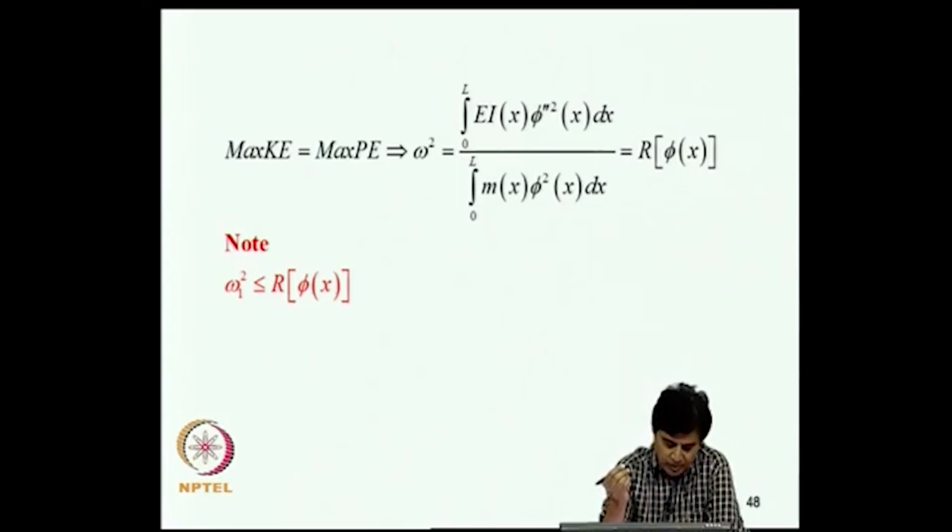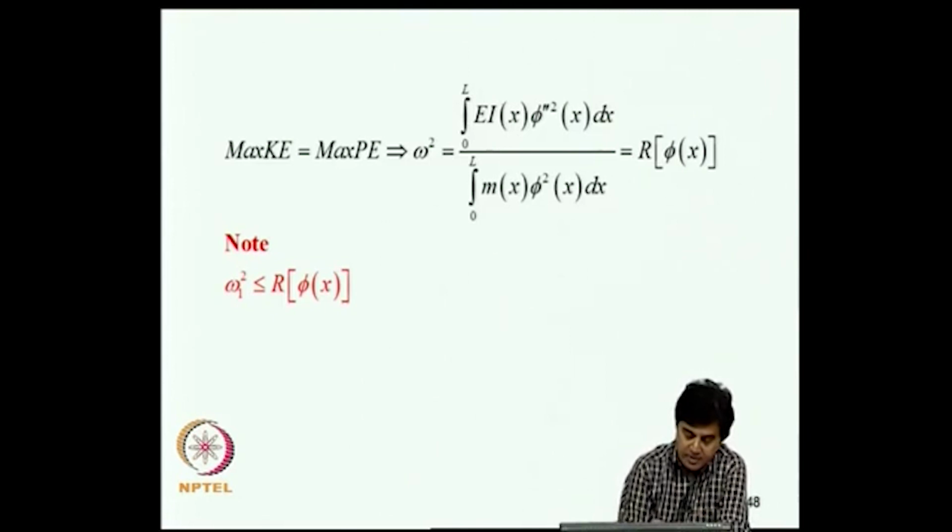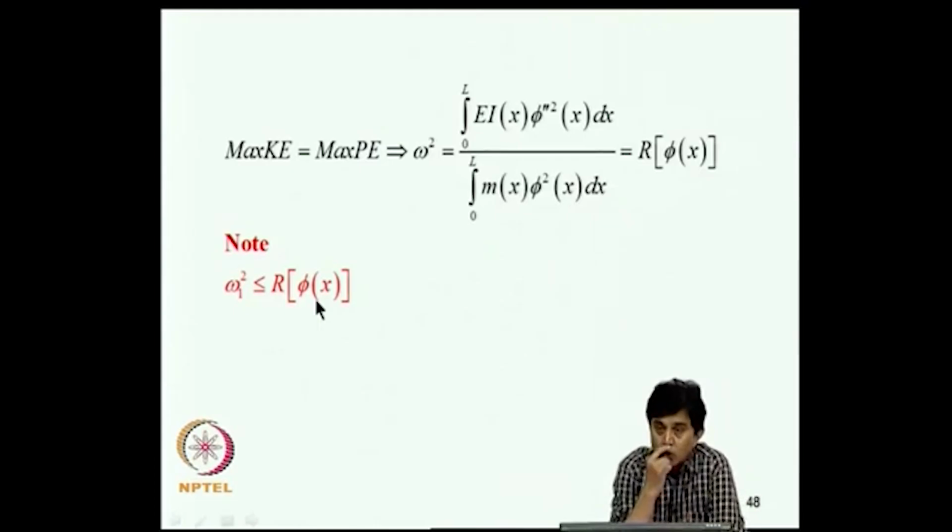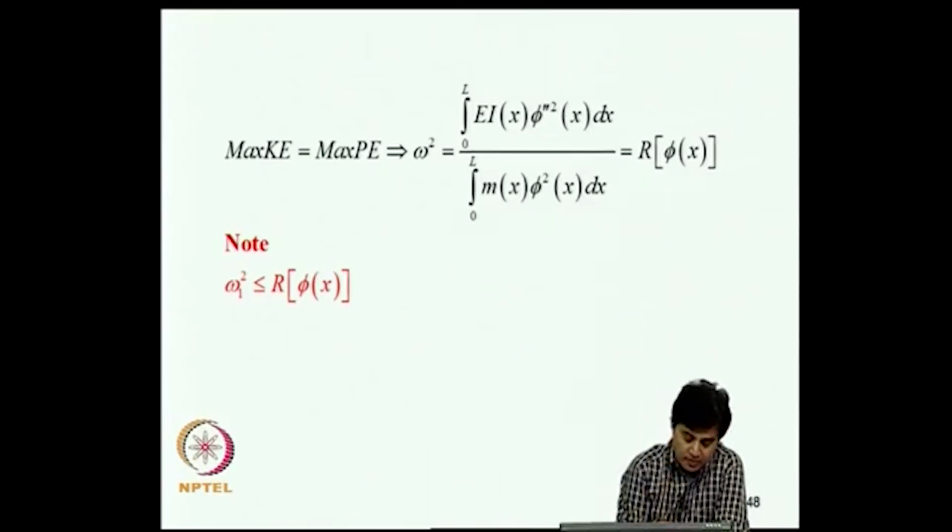Now, the success of this quotient, Rayleigh's quotient, as an approximation to the first eigenvalue, depends on how well you can approximate the mode shape. So, it is not always that you can make intelligent guesses, right. So, you need to have a systematic procedure to lower the Rayleigh's quotient. Now, how do we lower the Rayleigh's quotient?